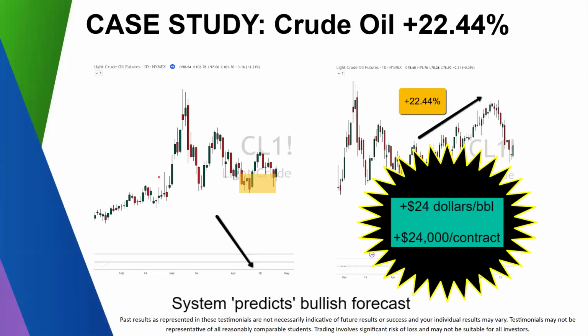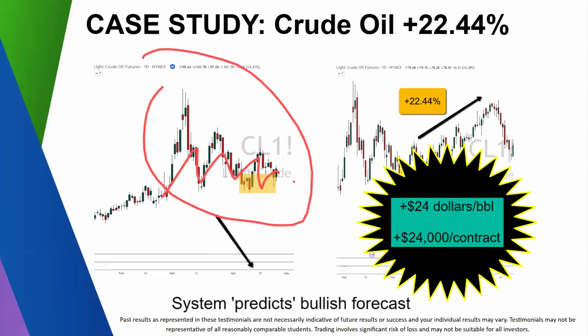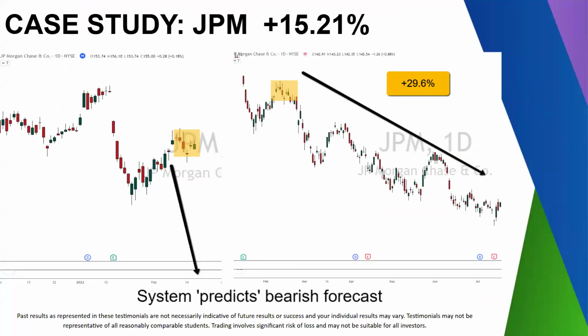Same thing here in crude. If I just looked at this chart right here, I'd say this thing is nasty, it's a mess, it's directionless, but our system was predicting a bullish forecast ahead for crude. That led to a $24,000 per contract move. No doubt, $24,000 per contract move. And these types of trades, these setups, these ideas are handed to you on a virtual platter every single day.